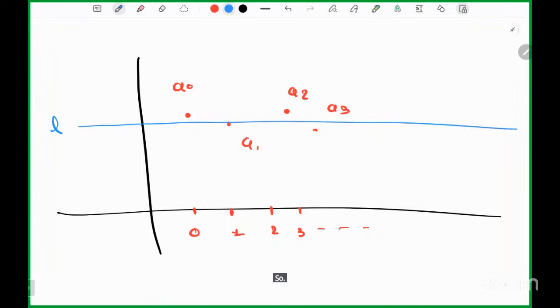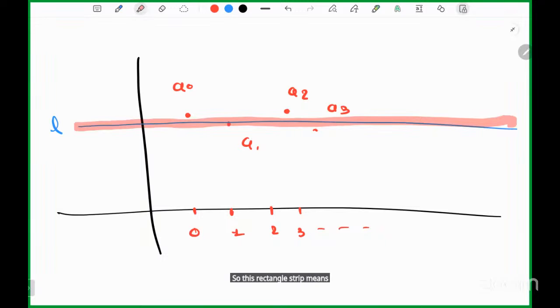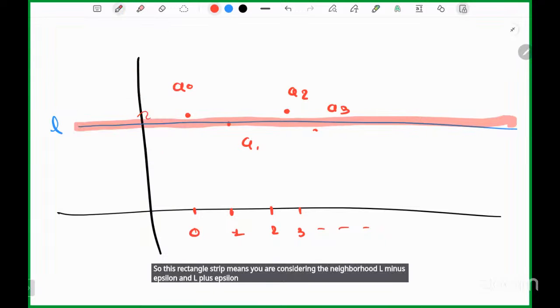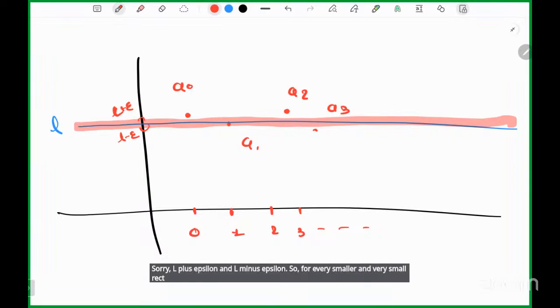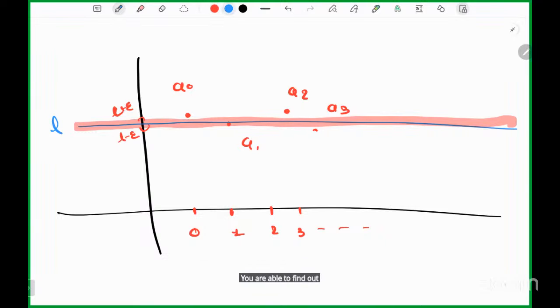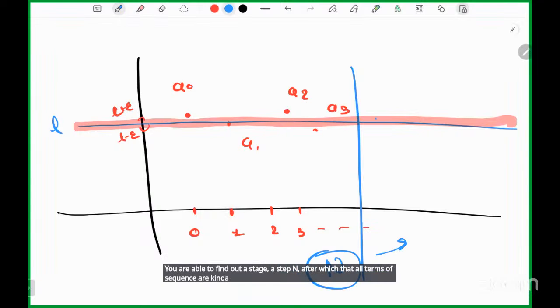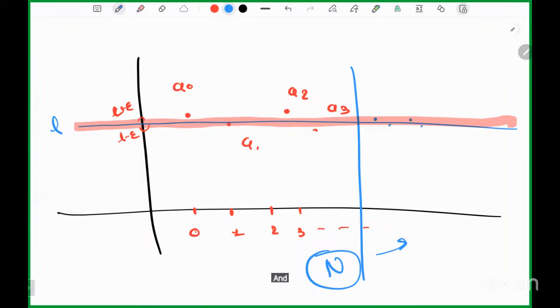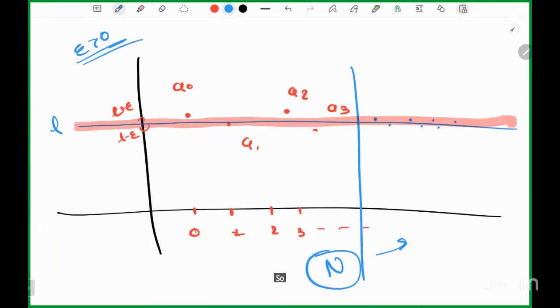This L is called the limit of the sequence if you make a smaller rectangle strip here. This rectangle strip means you are considering the neighborhood L minus epsilon to L plus epsilon. For every very small rectangular strip, you are able to find a step n after which all terms of the sequence lie inside this rectangle strip. And this should happen for all smaller and smaller strips. Here I'm taking one example, but this should happen for all epsilon greater than 0. If such a thing happens, then it's known to be a limit of the sequence.